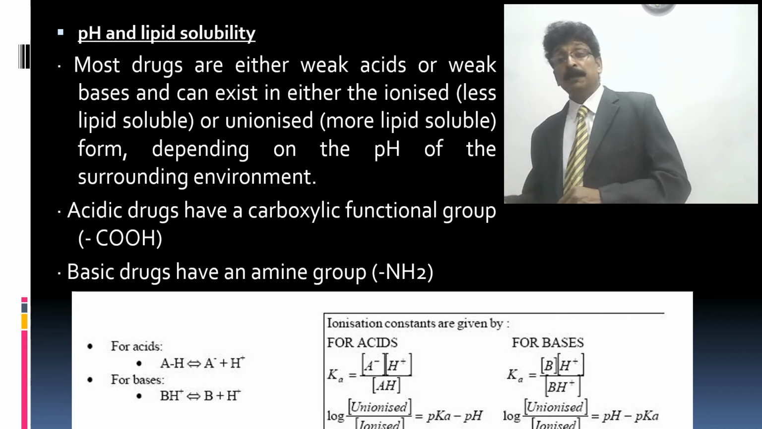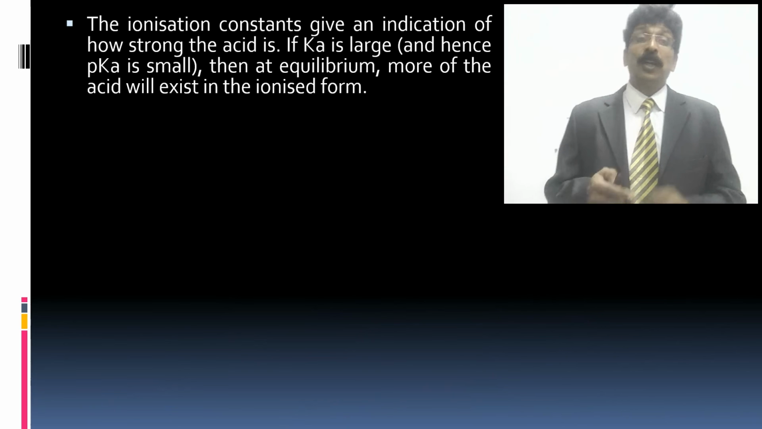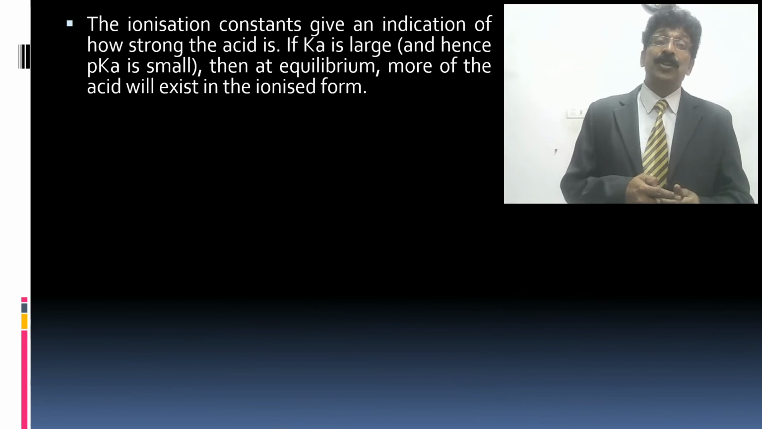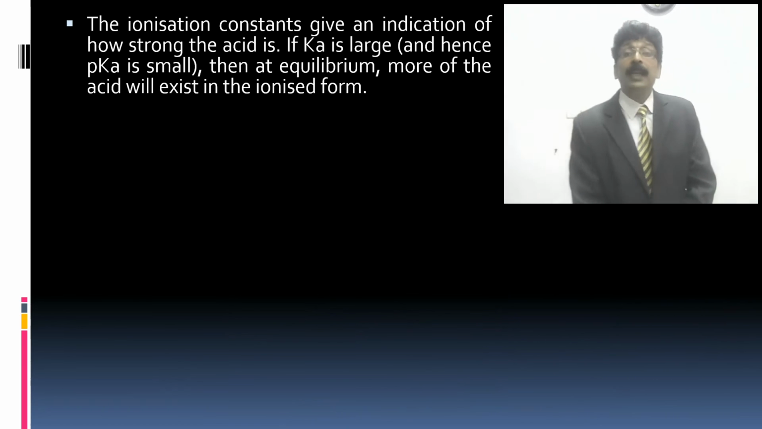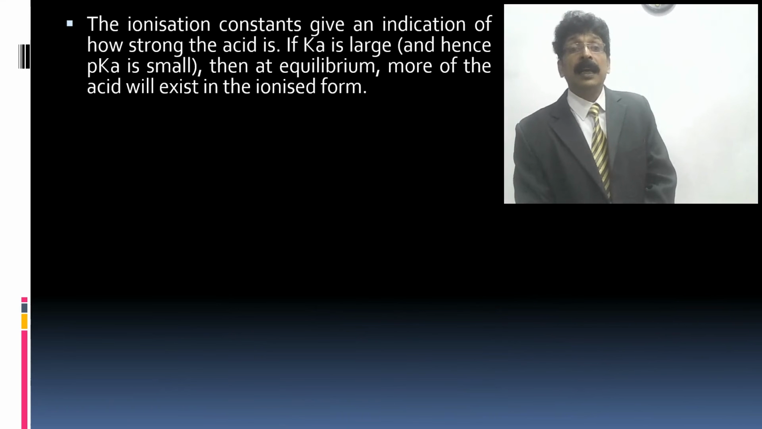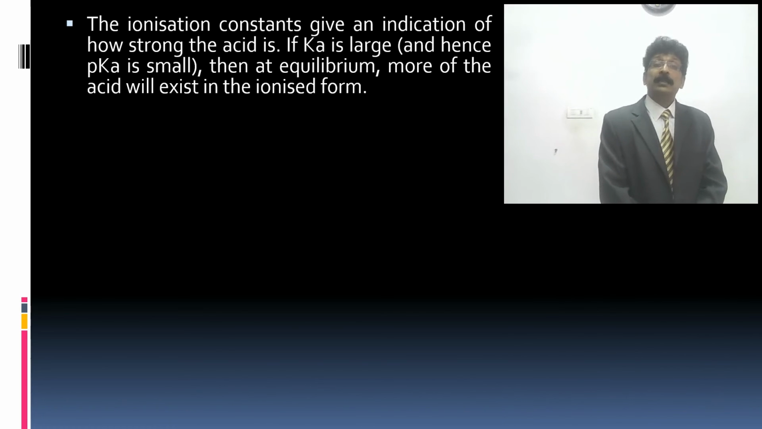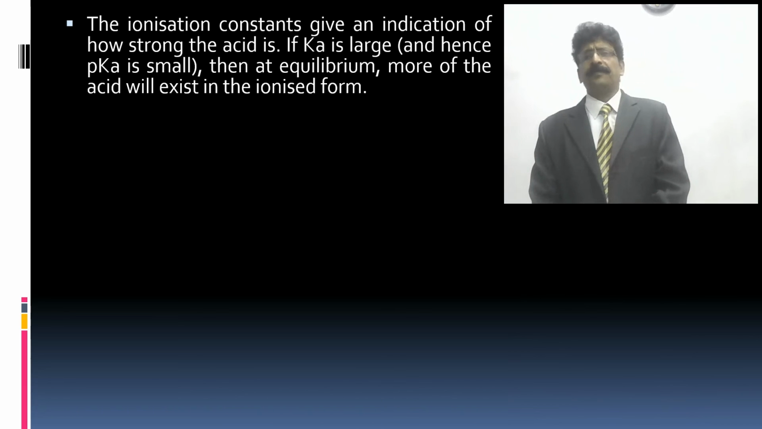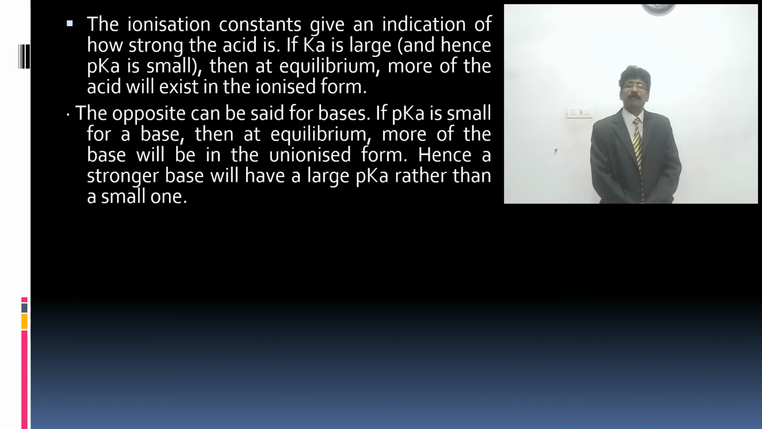pKa minus pH and pH minus pKa for the bases, the ionization constant, which we might have come across in analytical chemistry. The ionization constant gives an indication of how strong an acid is. When Ka is a large value, the pKa is small. Then in the equilibrium, the acid will exist in the ionized form. The opposite can be said for bases.